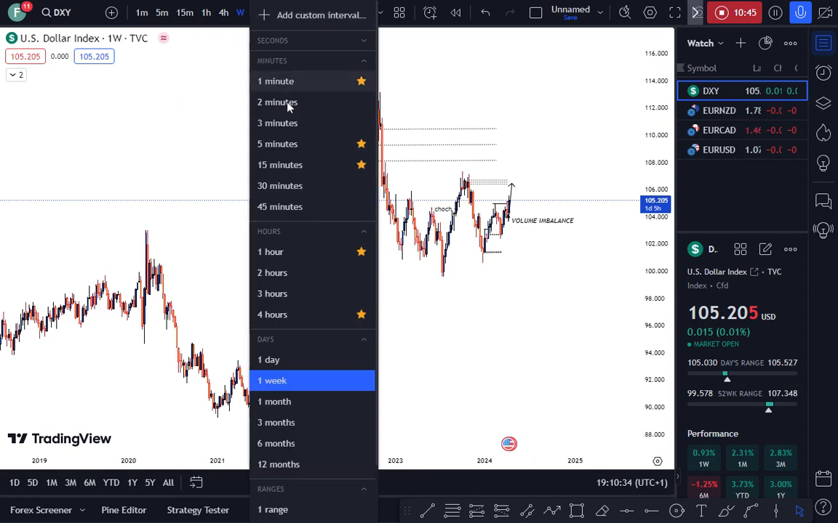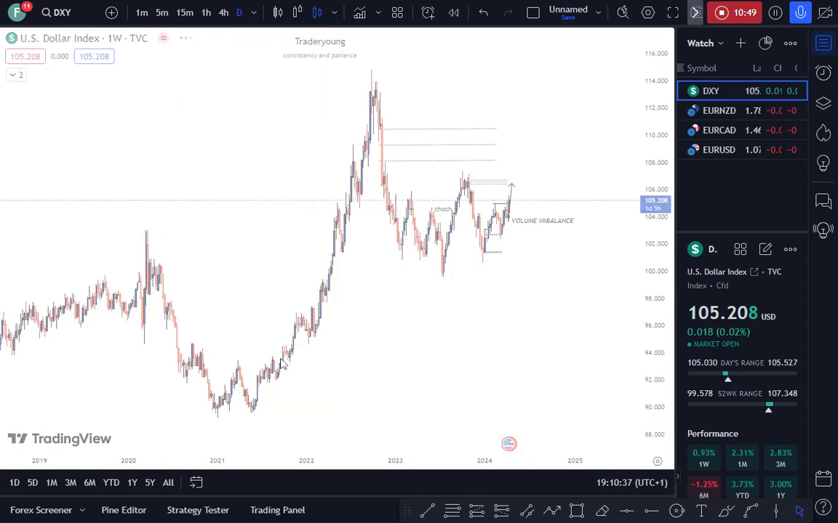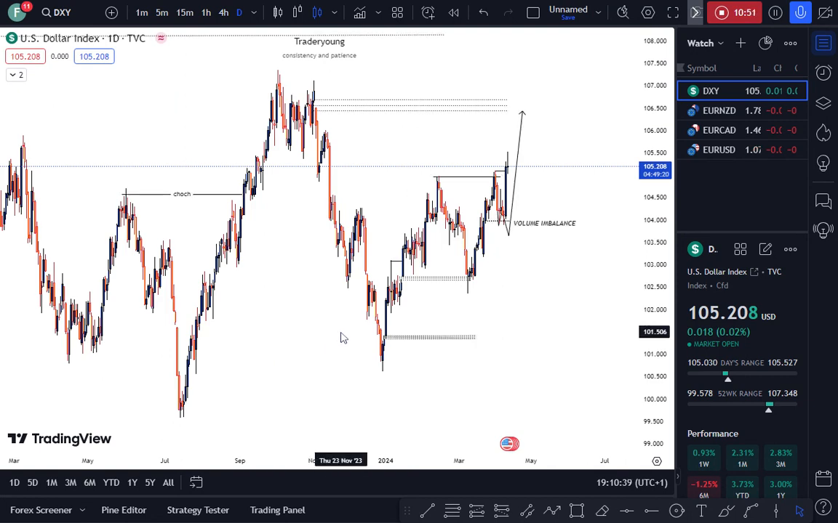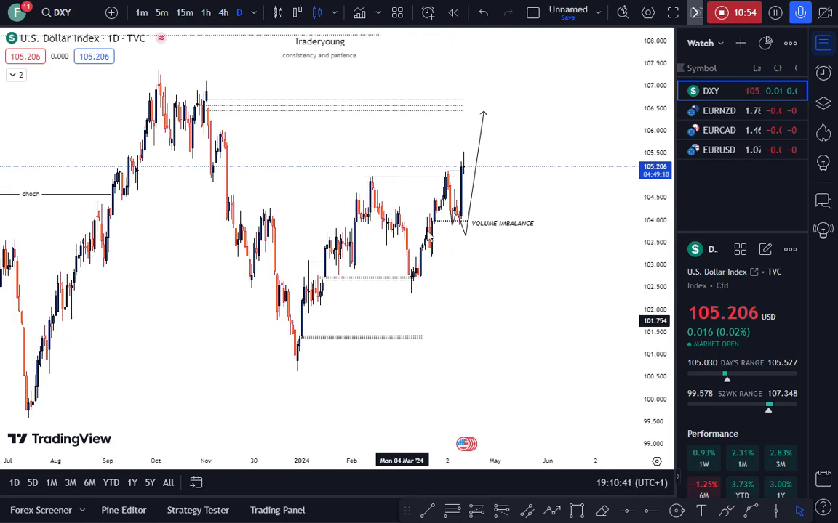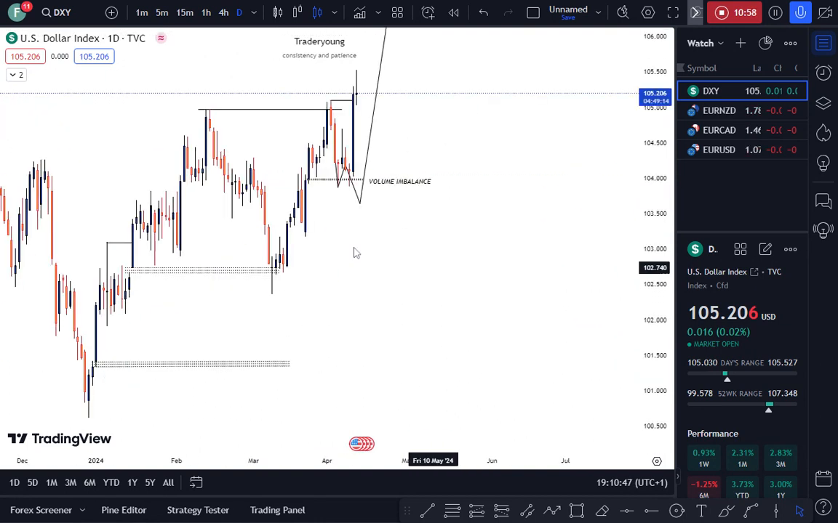So on the daily, we have a volume imbalance. Let me show you guys. So for those who have been following, price took out this high, came back just as said to this volume imbalance and went back up.